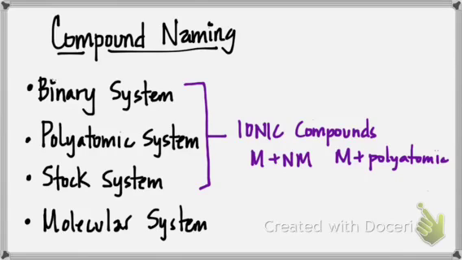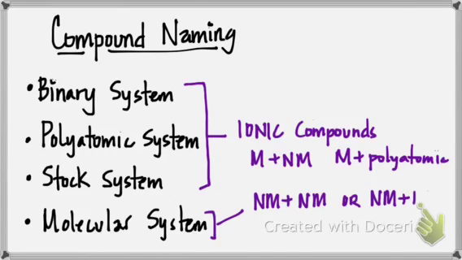Now, molecular system, this is a whole different thing. That's a molecular compound, and a molecular compound can be a nonmetal added to a nonmetal, or it can be a nonmetal added to a metalloid. So you're going to use the molecular system if you've got a nonmetal and a nonmetal, or a nonmetal and a metalloid.